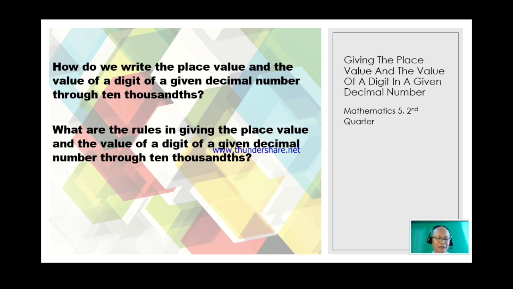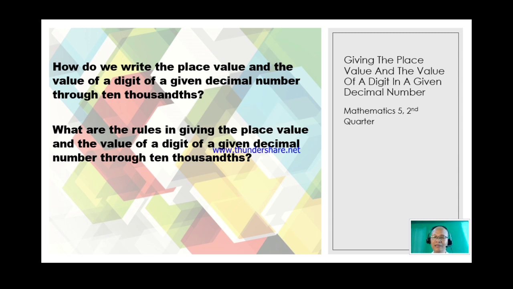But how about this one? What are the rules in giving the place value and the value of a digit of a given decimal number through 10,000? How many rules do we have? Okay, three rules. First, for the whole numbers, the next number going to the left is 10 times that number.